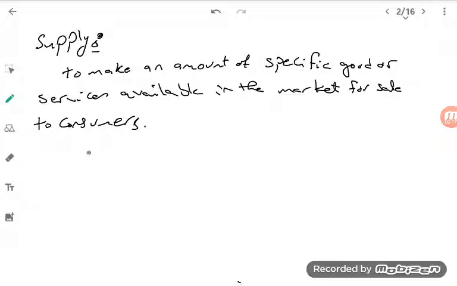The main objective of the producer is to maximize his own profit. So the producer would like to make this amount of goods and services available in order to maximize his own profits.